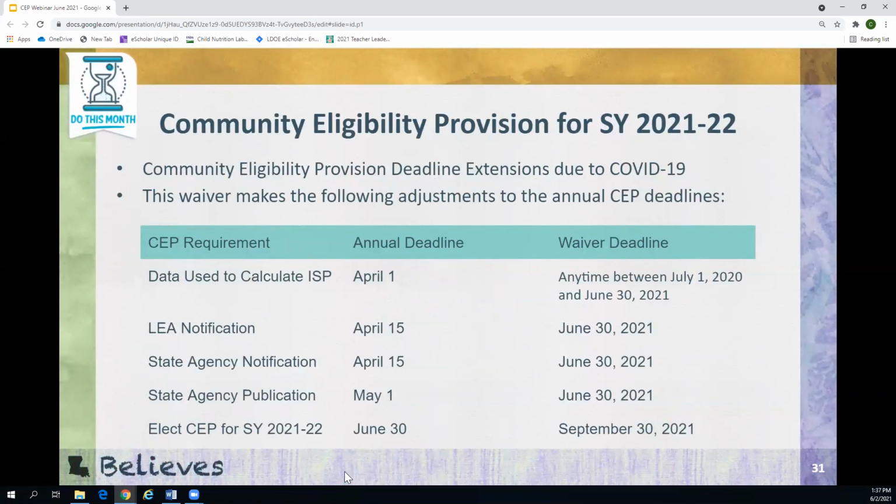So this is just a repeat of the slide that we've talked about earlier. These are the deadlines that are in effect for this year. And so we're approaching that initial submission deadline of June 30th.